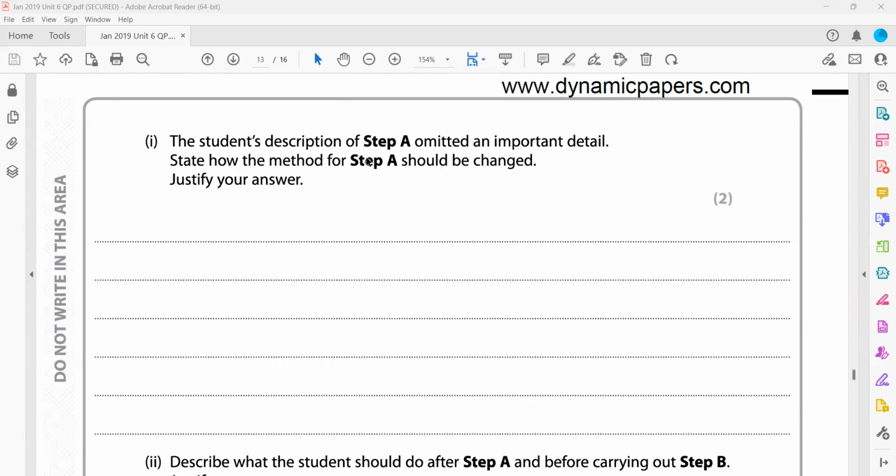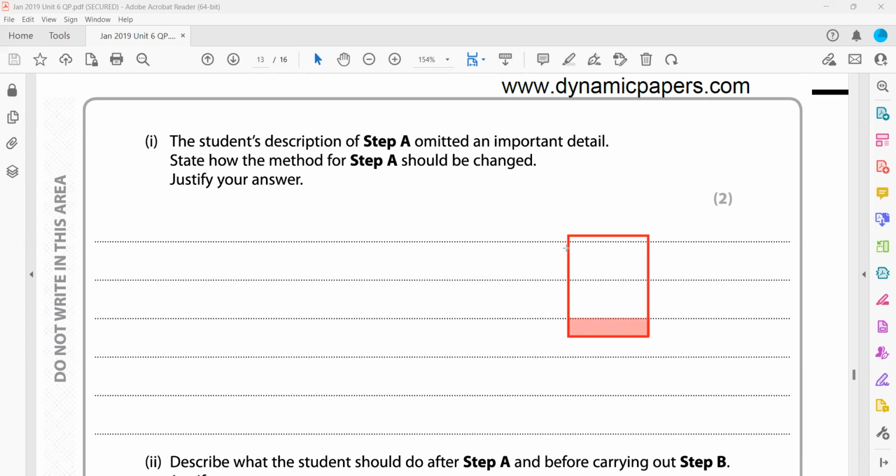The student's description of step A omitted an important detail. State how method A should be changed and justify your answer. What detail is missing? We should take a minimum amount of hot methanol, because if we take a large amount, what will happen? Maybe it won't crystallize. So when we take a hot solvent, we should take a minimum, very small amount of it.